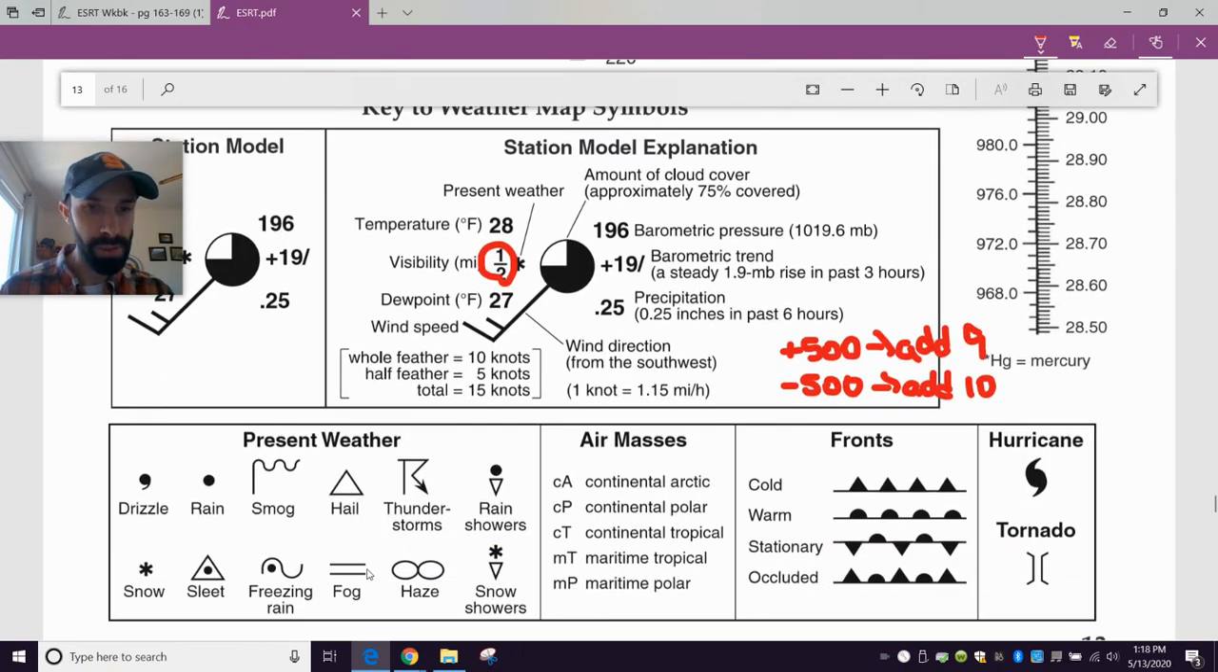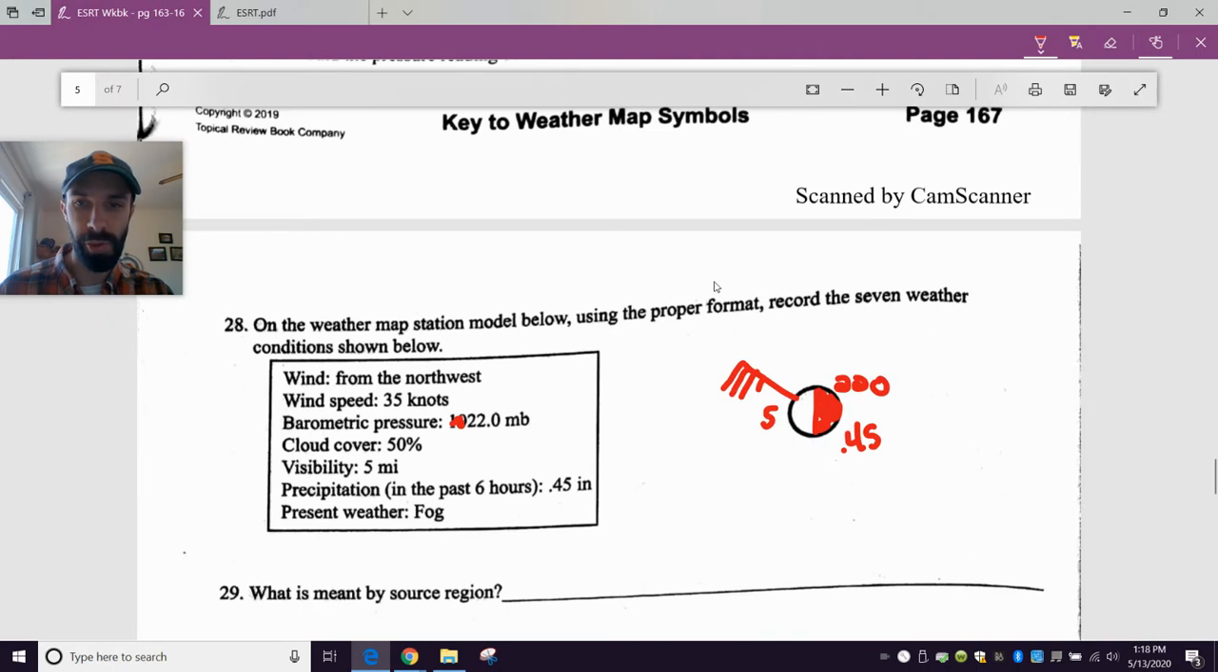Fog looks like 2 lines parallel. It's an equal sign, right? And we're going to write that. Technically, I should have written that on the inside of this. I'll squeeze it in there right there.